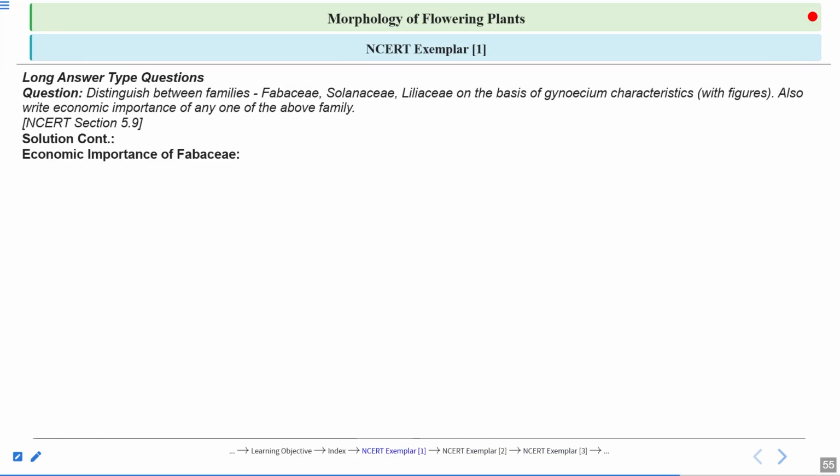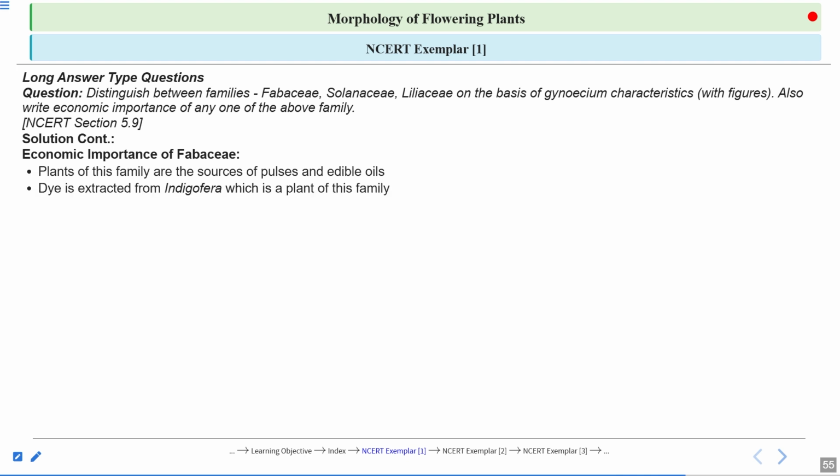Now, economic importance of Fabaceae. Plants of this family are the source of pulses and edible oil. What is the economic importance of Fabaceae? We get pulses and edible oil from this family.